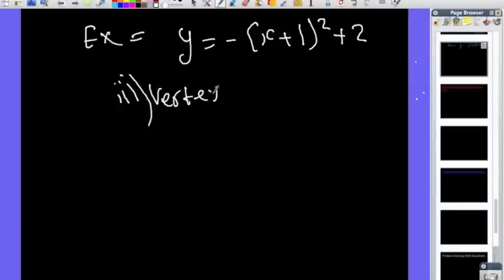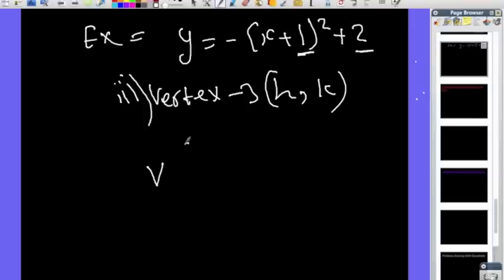The vertex. And I said here h and k give you the vertex, right? So here, this is h and this is k. So the vertex is negative 1 and 2. In this one, the one that is inside the bracket, if you open it up, it would be negative 1, right? And this would be 2. So these are the vertex points.